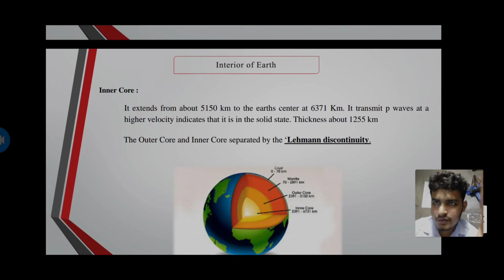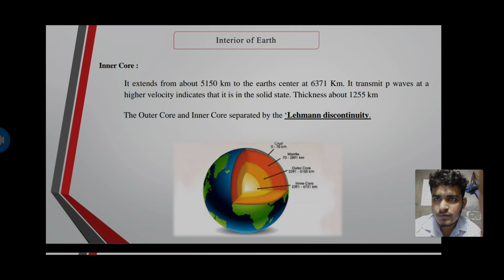The last point is the inner core. It extends from 5150 kilometers to the earth's center at 6371 kilometers. It transmits P waves at the highest velocity, indicating that it is in the solid state. Thickness is about 1255 kilometers. The outer core and the inner core are separated by the Lehmann discontinuity.